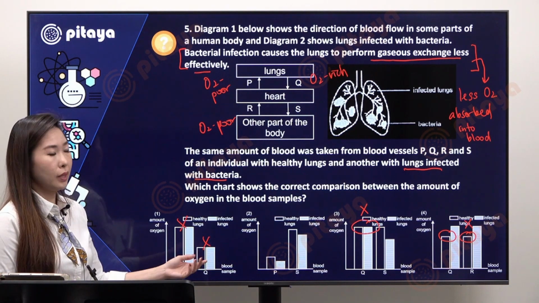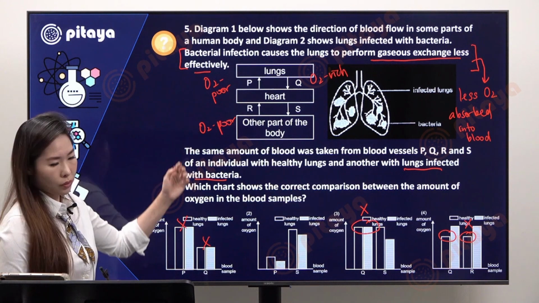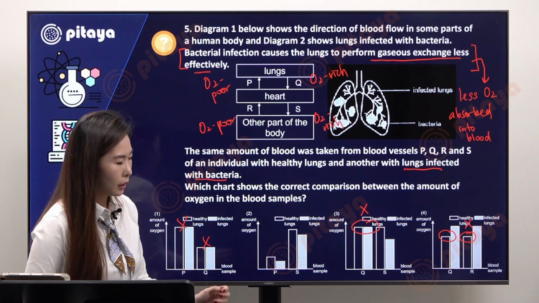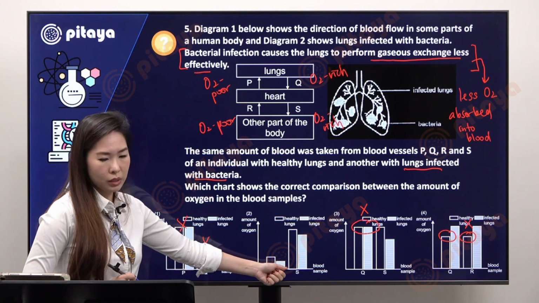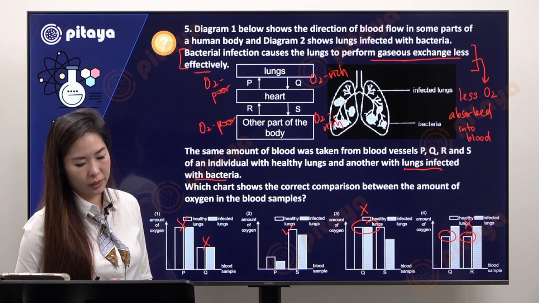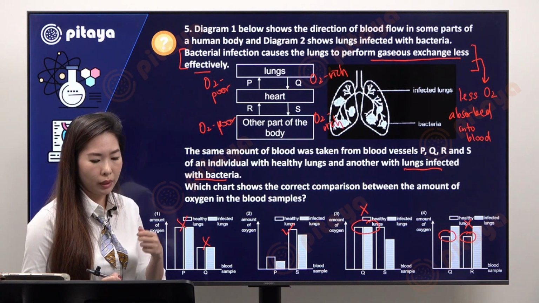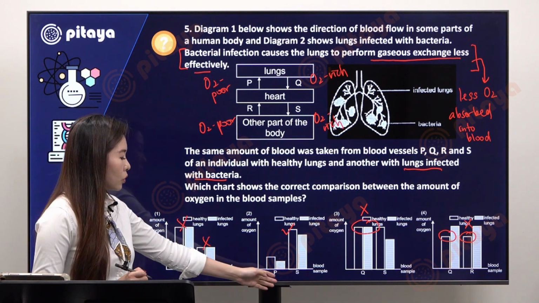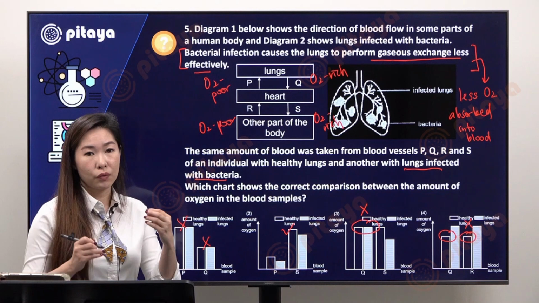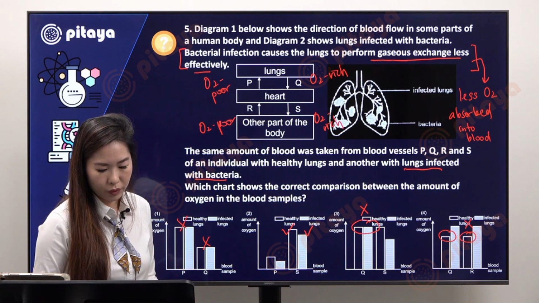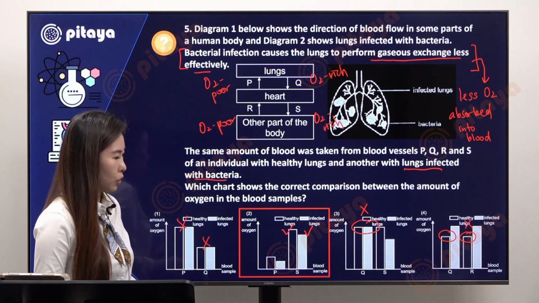If you're comparing P and S, P we know is oxygen poor. S here should be oxygen rich blood. The amount of oxygen carried in S is greater. So we can put a tick. And comparing to a person with infected lungs, where less oxygen is absorbed into the blood, we should find that between the same 2 blood vessels, the amount of oxygen in it will also be less. So with that to confirm, the answer should be option 2.